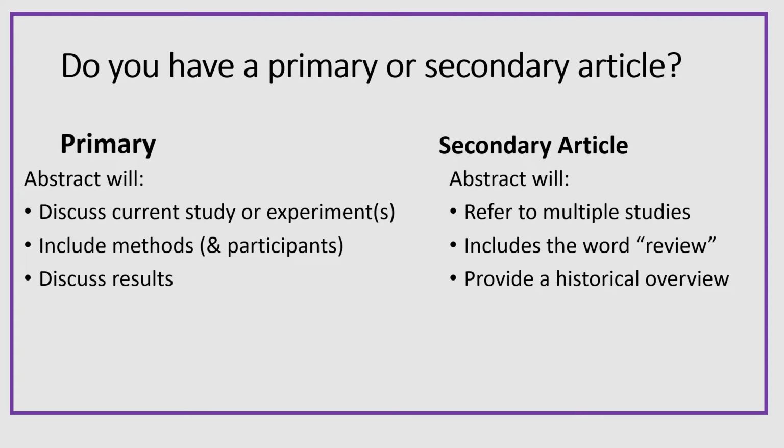Once you determine that you have a scholarly article, you will have to decide if you have a primary research article or a secondary article. There are a couple things to look for. Primary source articles will refer to the current study or experiments. They will include a discussion of the methods, and that will often include mention of the participants being studied, and then they will have results. Secondary articles are typically reviews and tend to cover multiple studies. They often include the word review, and they typically provide a historical overview.